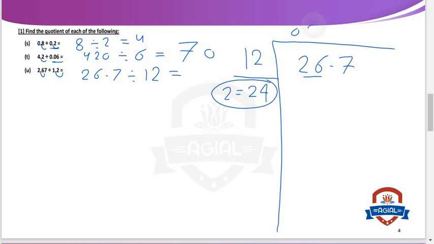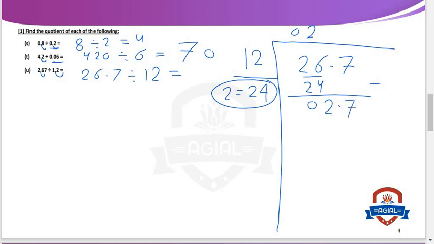We will write 2 in here and write 24 and subtract. 6 minus 4 equals what? Super, 2. 2 minus 2 equals what? 0. Okay. Can 2 be divided by 12? No, because 2 is less than 12. So in here we will put down 7.